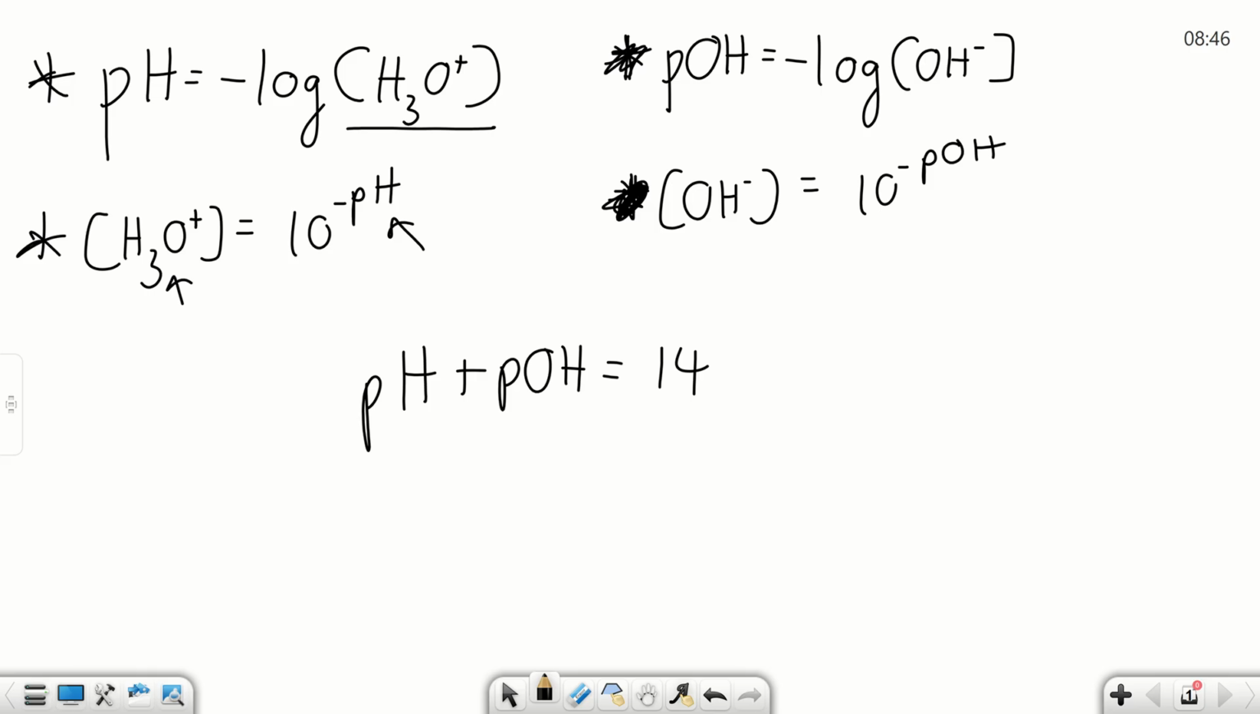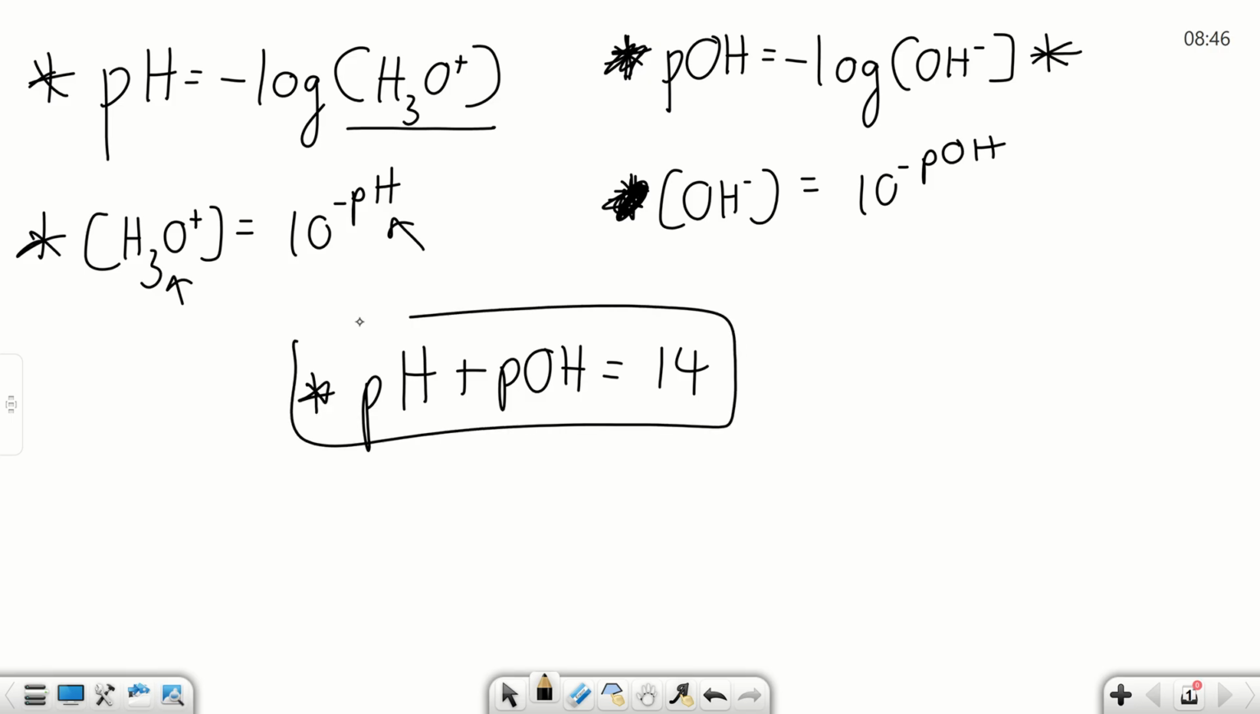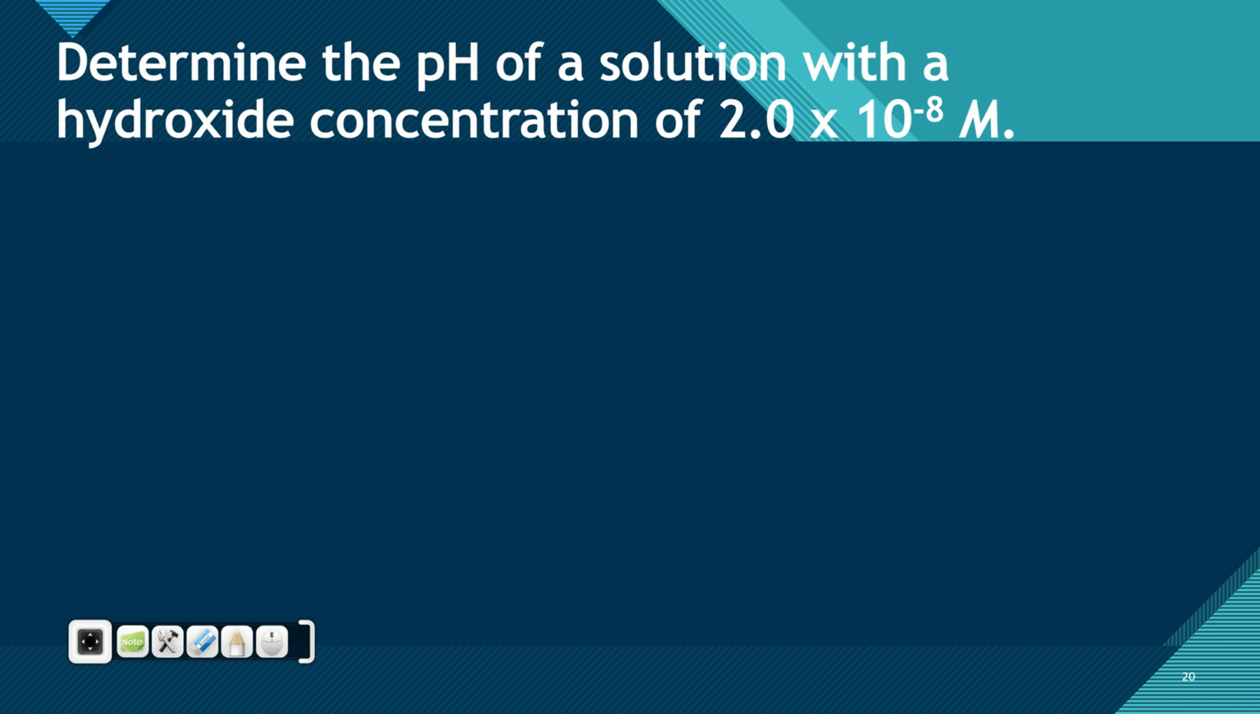My suggestion, and what we're trying to lead you toward, is that we use the pOH formula first. You change the OH minus to pOH, and our goal is to get down to this bottom easy formula of pH plus pOH equals 14. That is the easiest formula up here, okay? Because all we're going to do is subtract from 14. So that's what we're working on here.